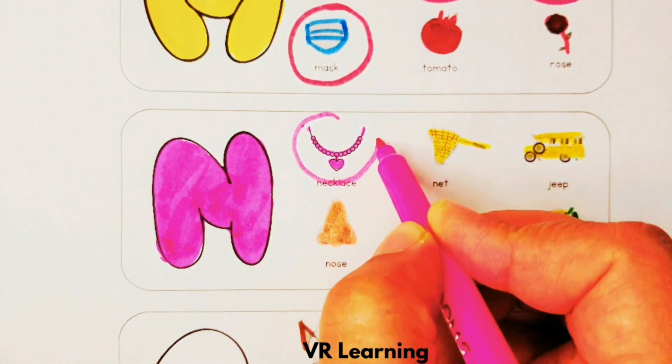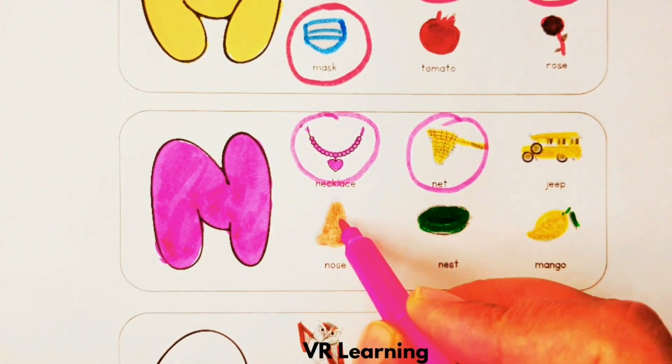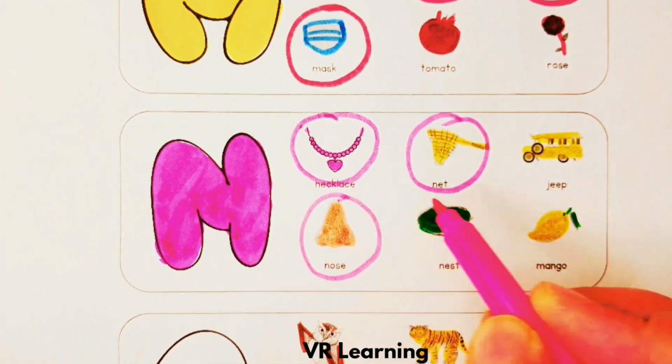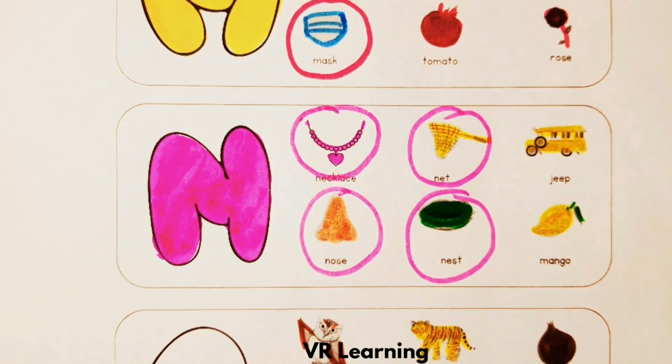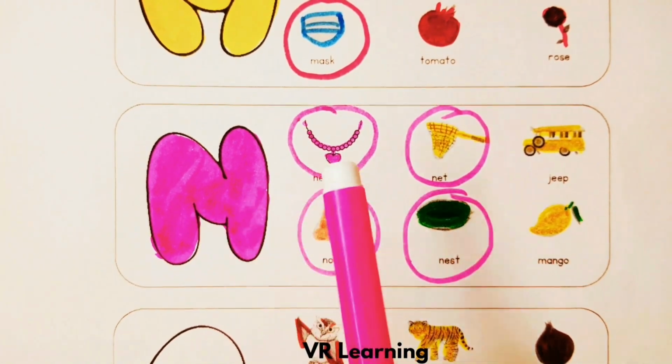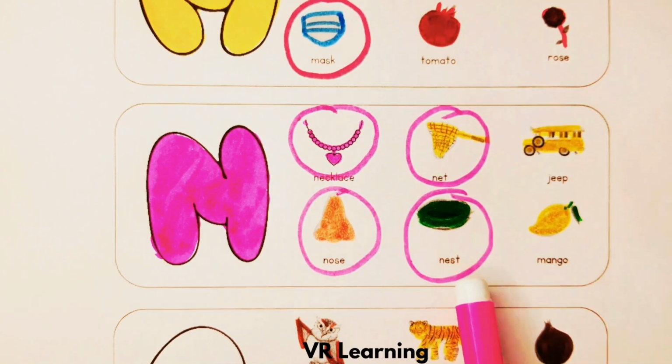Necklace, net, nose, nest. N is for necklace, net, nose, nest.